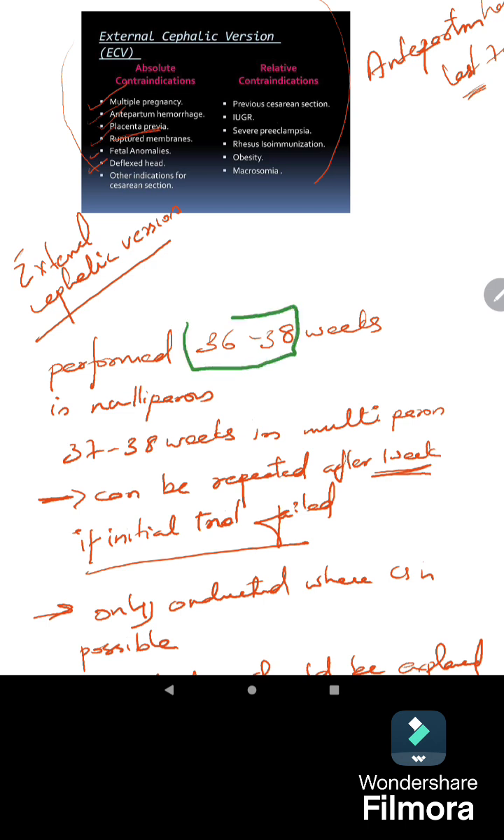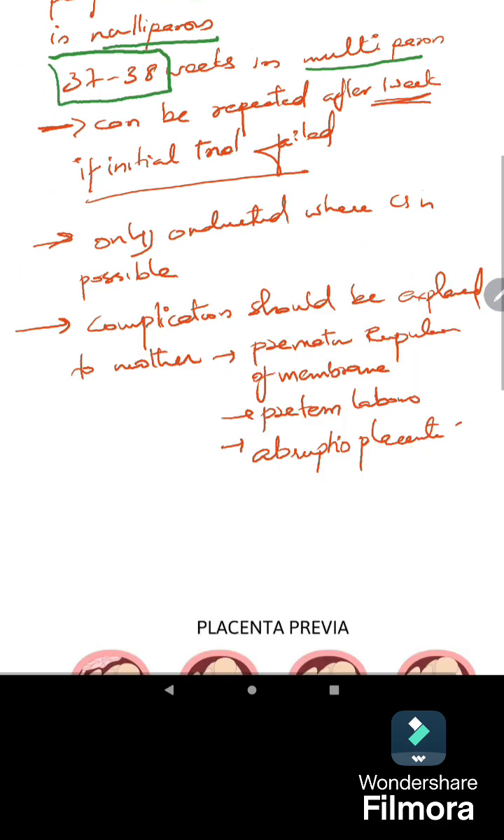So the next thing is 36 to 38 weeks in nulliparous women and 37 to 38 weeks in multiparous women. It can be repeated once after the initial trial has failed, and is only done where CS facility is available, only in a hospital where CS can be done. In such cases, only you can attempt an ECV.